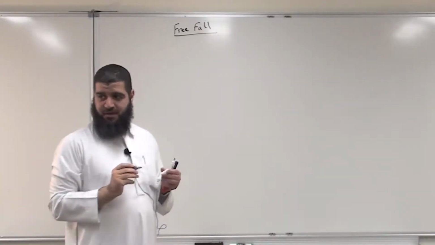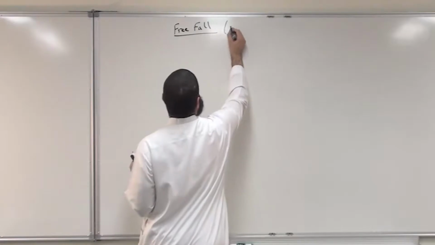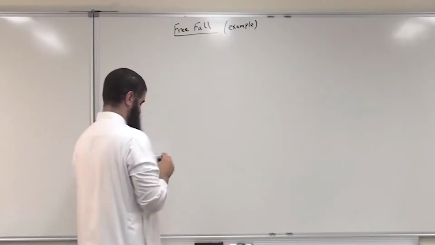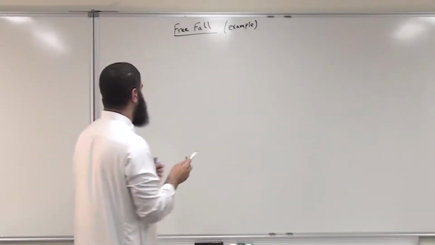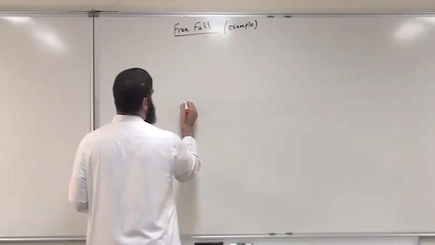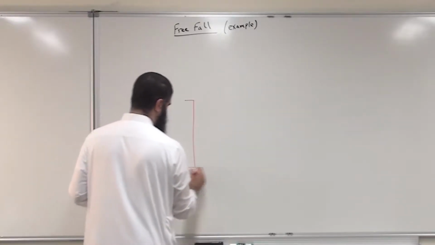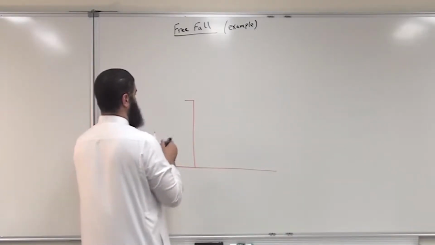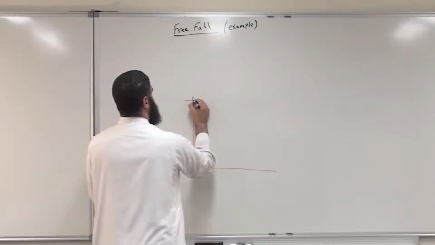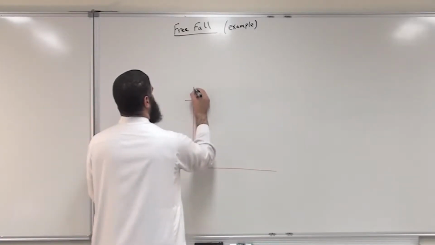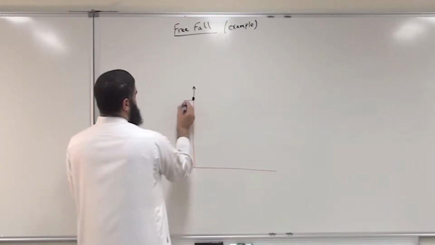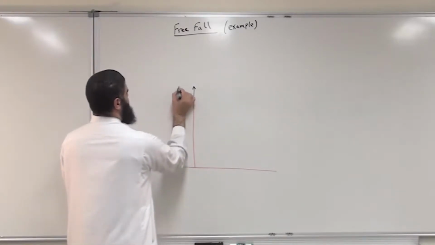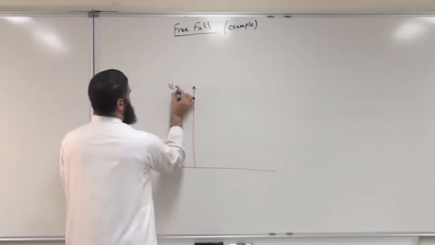Now I'll give you an example of motion in free fall. Let us assume that you are on the top of a building. So this is your building. This is the floor below the building, and you throw the object upward. So this is your object. You throw it with v initial. So at time t equals 0, your v initial is upward.